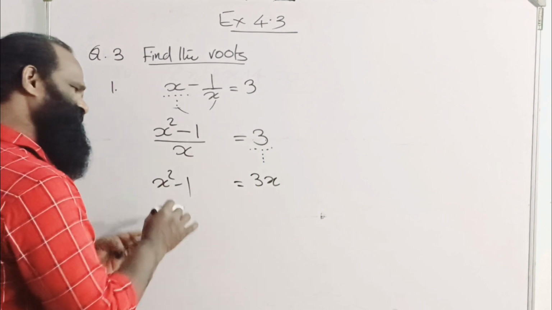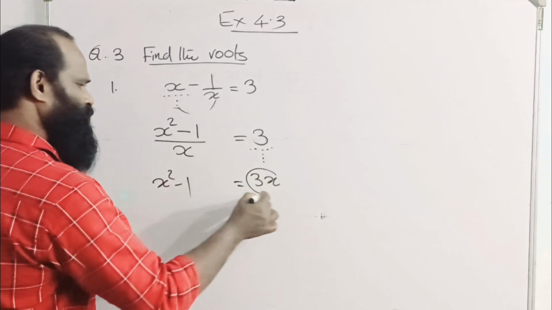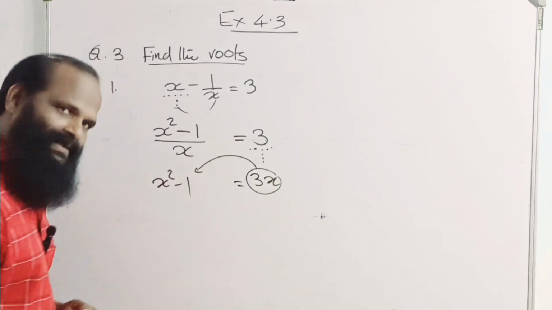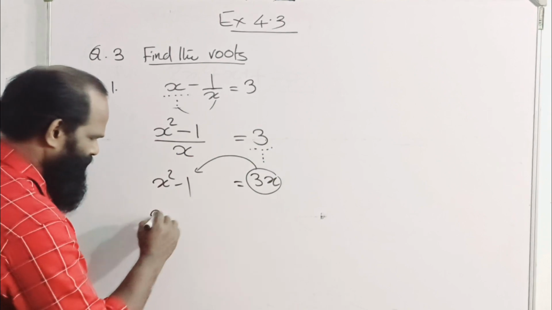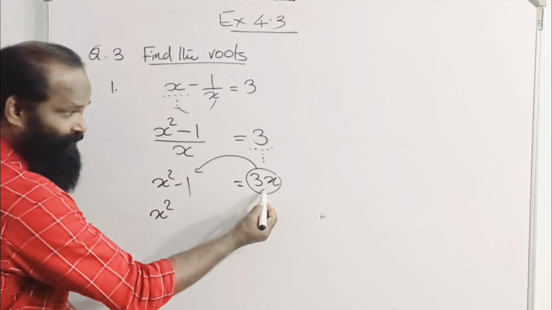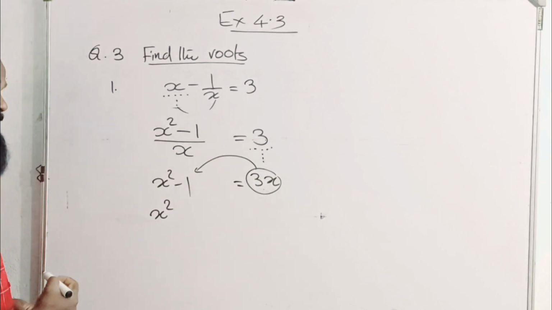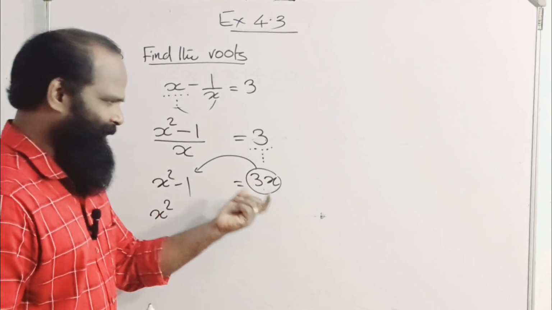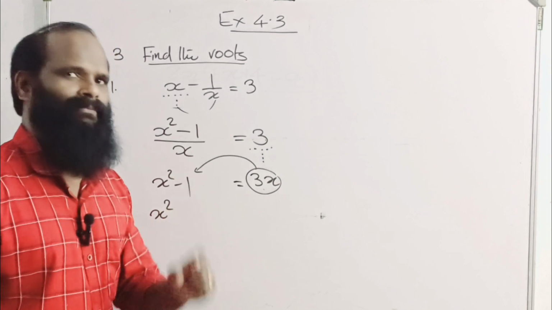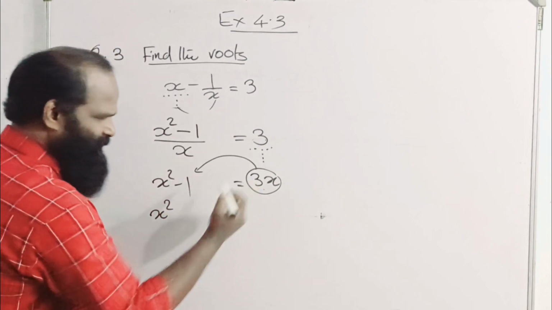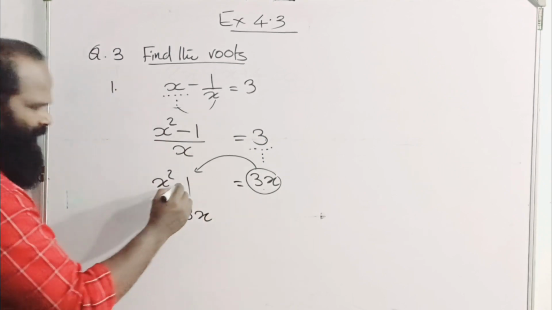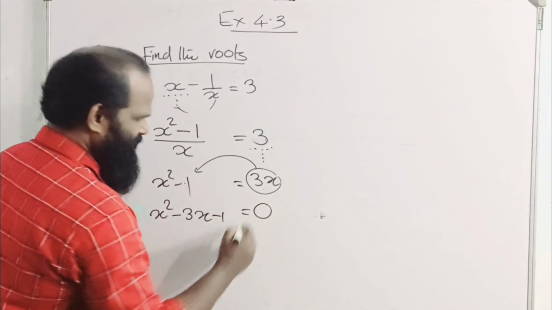Again, to put this in the standard form, we need to bring 3x from RHS to LHS so that we can have 0 on the right side. x square. Now we shall place 3x over here. If a term is taken from RHS to LHS, or LHS to RHS, its sign must change. At present it is positive 3x. When it comes over here, it becomes negative 3x. And minus 1 is equal to 0.